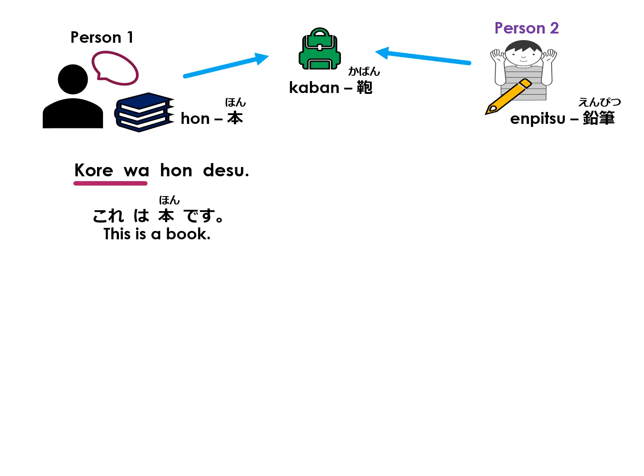これは本です. This close to me is a book. Kore means this, which is close to me. Wa is the topic particle wa, indicating the topic of the sentence. Kore wa means let's talk about this. Hon means book, and des is the verb to be. So the whole sentence means this is a book.